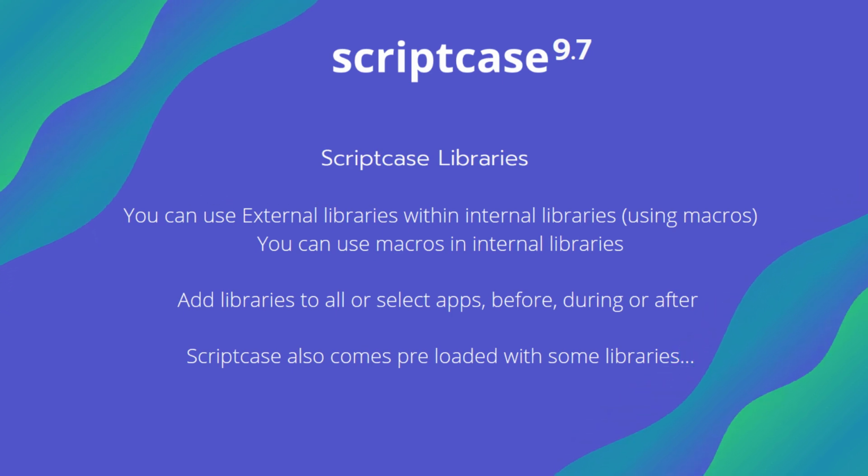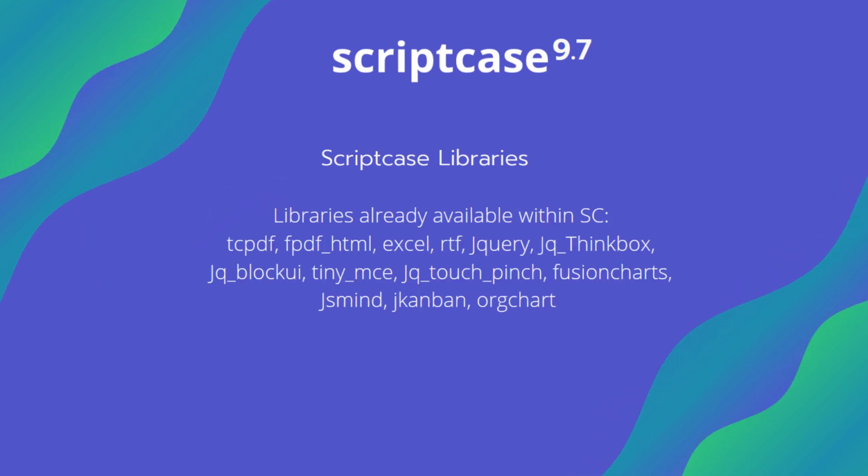Scriptcase also comes preloaded with some libraries. Those libraries that we already have within Scriptcase would be the TCPDF, which creates the PDF documents, or the FPDF, HTML, Excel as well, so you can create Excel documents. The majority of these are used for the export, and you can also use these throughout your application cycle or development if you wanted to. They are already there, you don't need to add them yourselves. We have quite a few there, including Fusion Charts, JSMind, JKanban, and more.